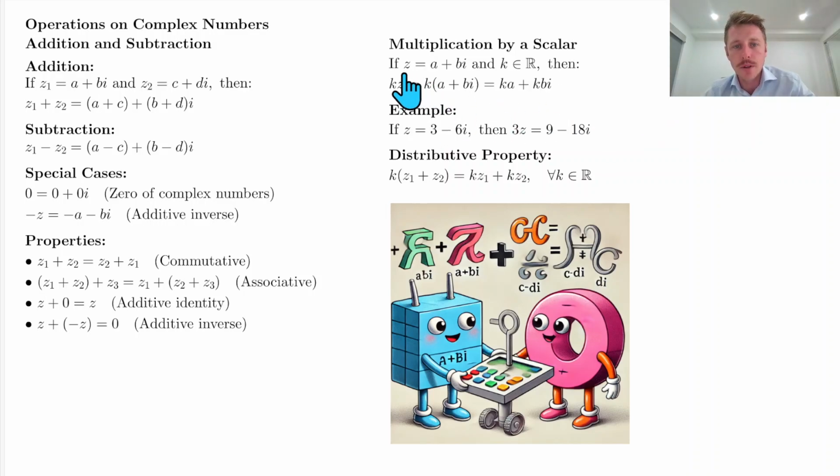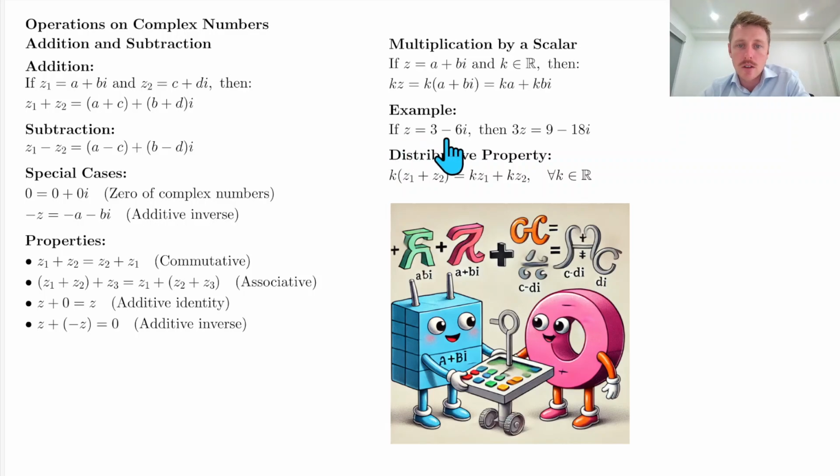Okay, and also we can do what's called multiplication by a scalar. So it's basically exploiting the distributive property here. If you've got some complex number, a plus bi, and then you multiply by k, you multiply the real component by k, and you multiply the imaginary component by k. And this is where k is obviously a real number scalar. That's what we mean by a scalar. You're just sort of scaling it up.